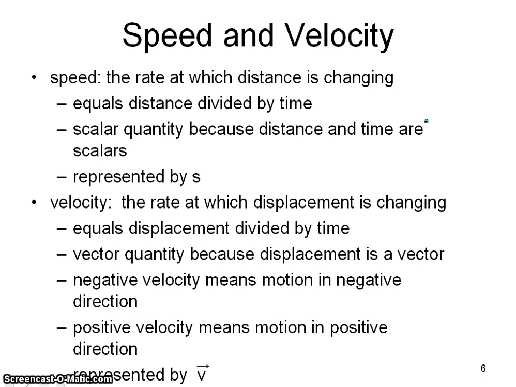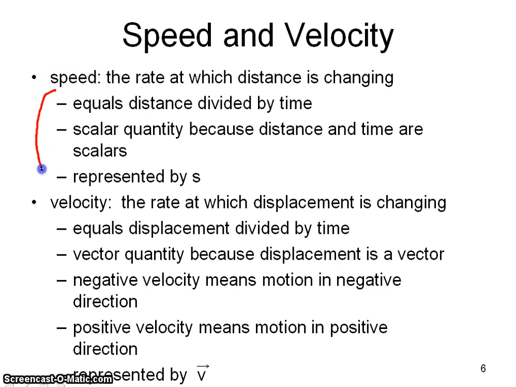Speed and velocity. Speed is the rate at which distance is changing. Anytime we talk about a rate, rate means divide by time. So speed is distance divided by time. Speed is a scalar. We don't care about the direction when we're talking about speed. Speed is a scalar because distance is a scalar and time is a scalar, because we can't make time go backwards yet.